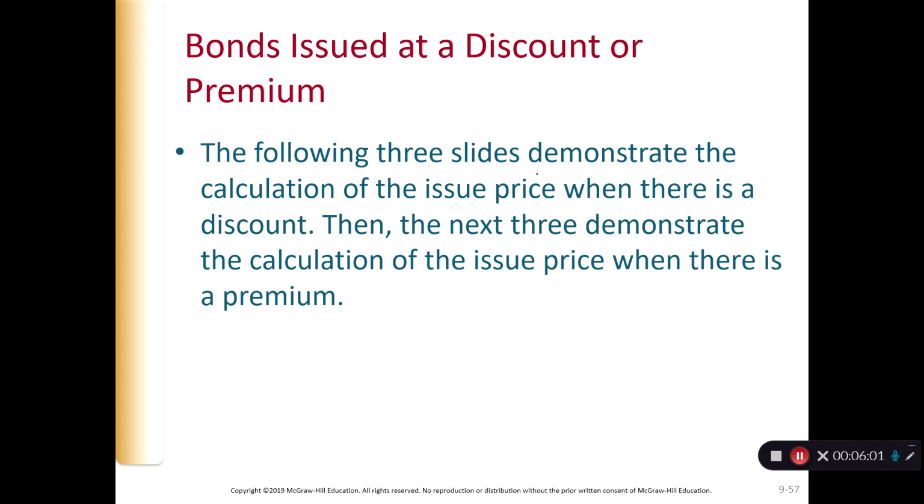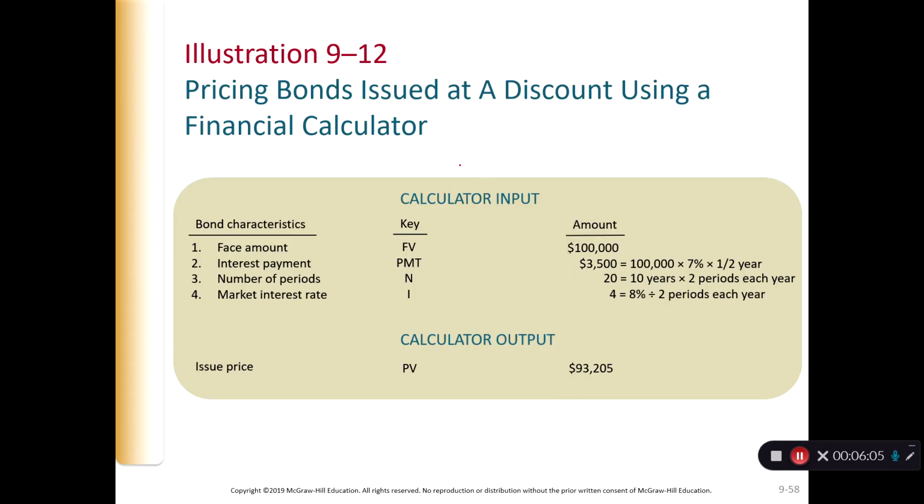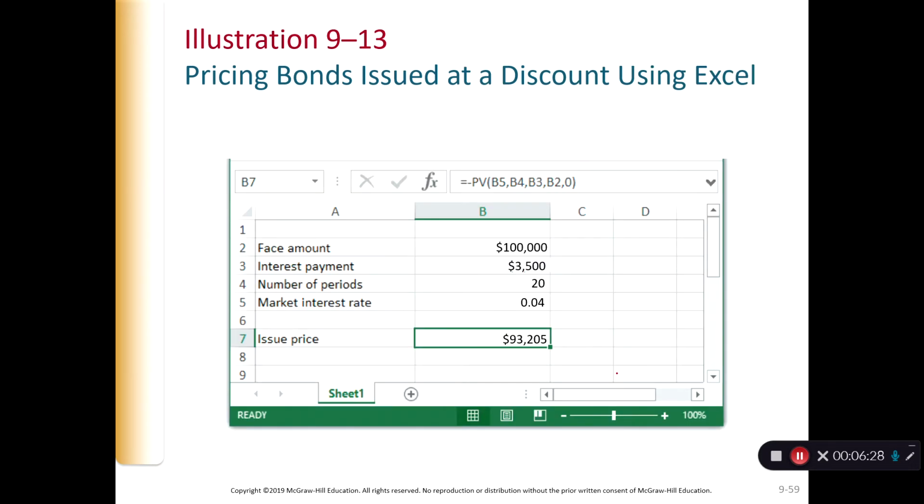The following slides show how to calculate a bond issued at a discount. For example, if you are paying at a discount, the real market interest rate, remember, was 8%, hence 8 divided by 2 is 4. Therefore, your present value calculated is 93,205, and your face value is 100,000. Hence, you are issuing at a discount.